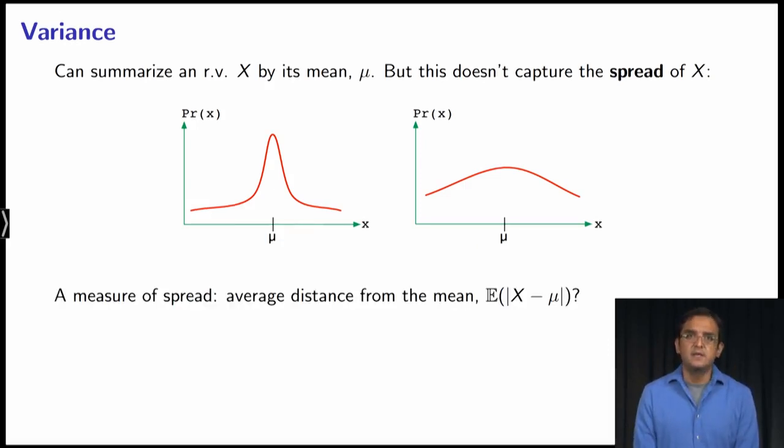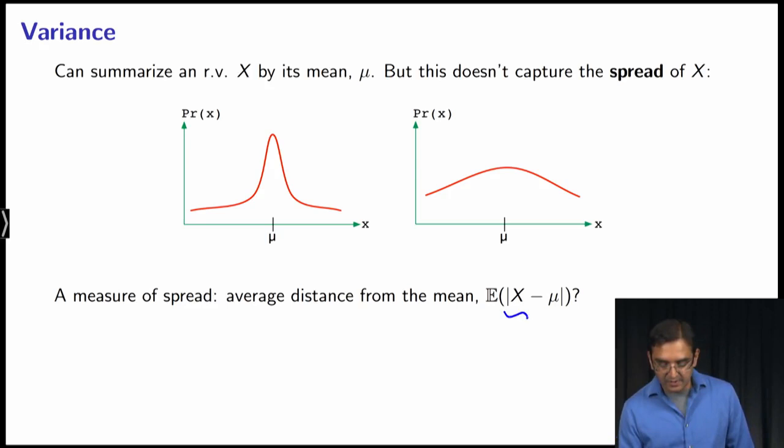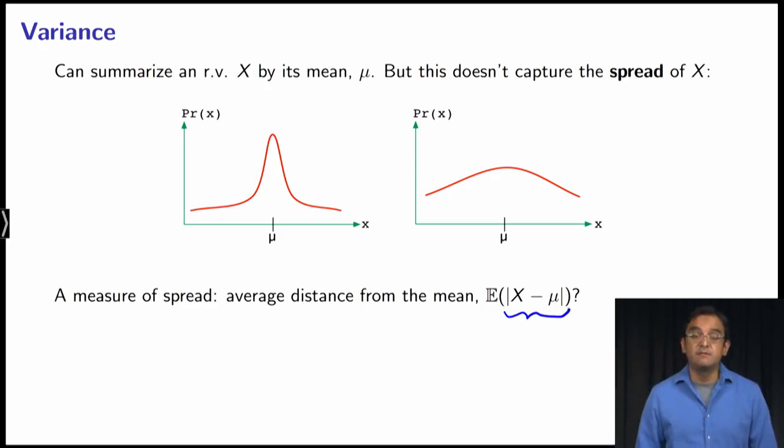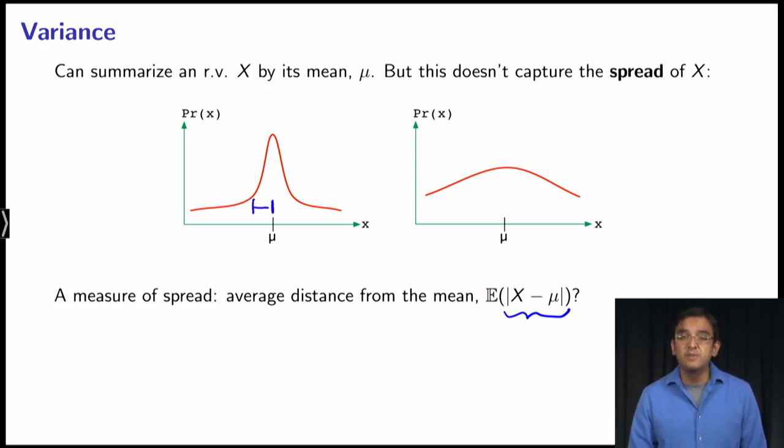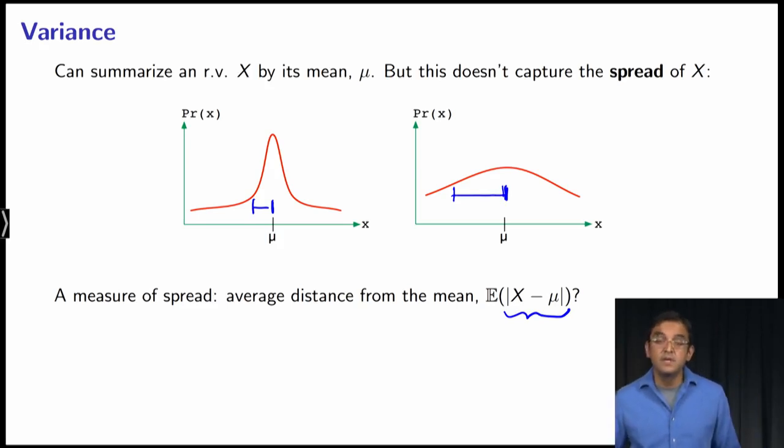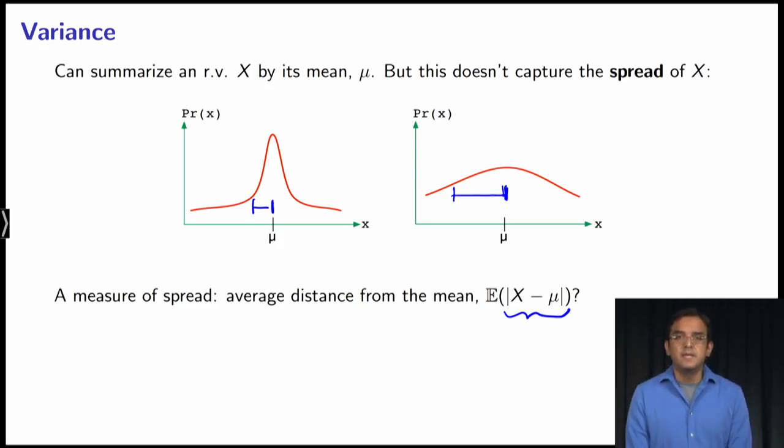So here's an idea. Why not use the average distance from the mean? So the expected value of the absolute difference between x and its mean. In the distribution on the left, the average distance of x from its mean would probably be something like this. Whereas the distribution on the right, the average distance of x from its mean might be something like this. So this would actually work very well. And we could certainly use it, and in fact some people do use it.